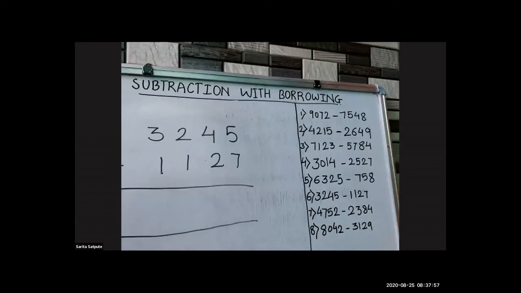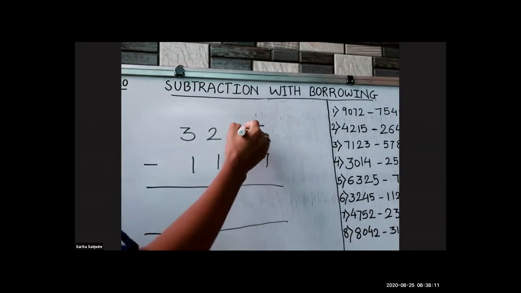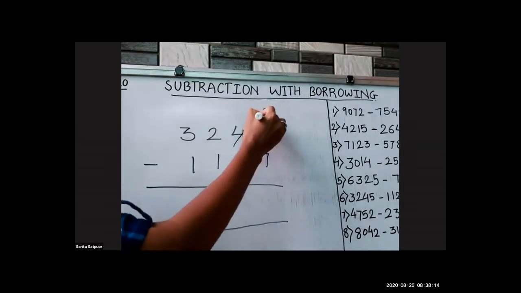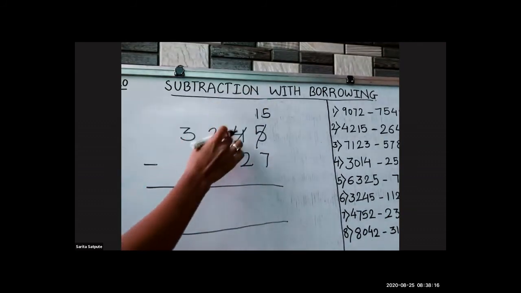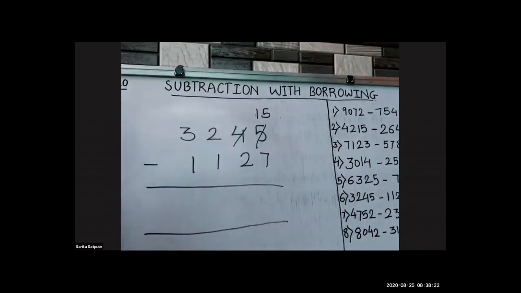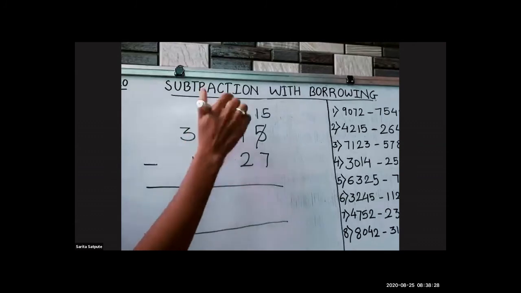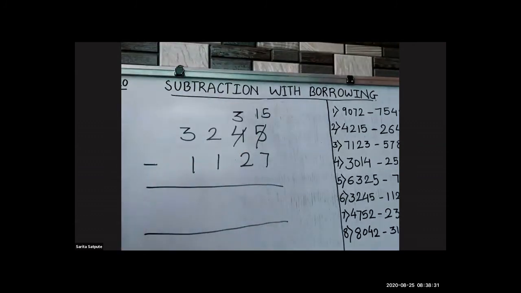Now, what will you do? Tell me what you will do. 3,245 minus 1,127. Cut 5 and borrow 1 from 4 to make 15. Yes, very good. Now 4 will become 3. You cannot subtract 2 from 3, so what will 3 do? 1 will remain. Then 3 minus 2.